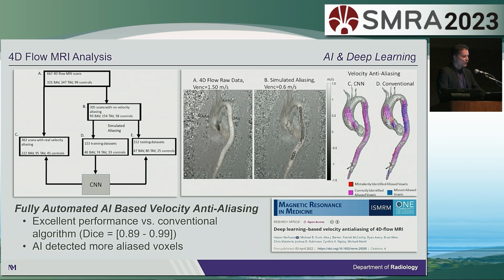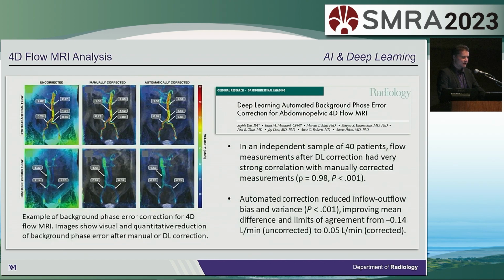Work from our group using AI for velocity anti-aliasing compared to a standard algorithm, where we could show that this works really well and is actually able to detect more aliased voxels compared to standard algorithms. This is work by another group, just recently published in Radiology, out of UCSD in San Diego, where they applied this to abdominal imaging and had very good success with AI-based velocity anti-aliasing, again fully automated and with improved performance compared to the traditional algorithm.